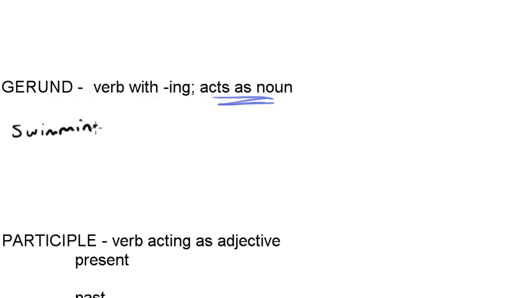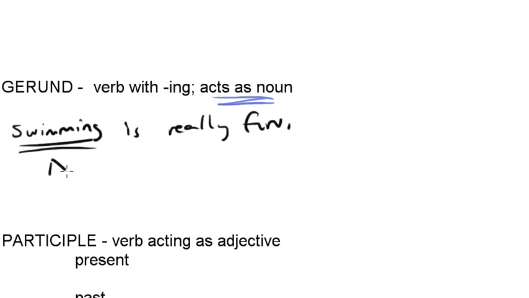Swimming is really fun. Note here the subject of the sentence is this noun, swimming, which, by the way, is a gerund, right? It's the verb swim with an ing. Of course, it's not always just ing. In this case, we had to add an m onto it. But anyway, you've got your ing form of swim, and that becomes a noun, right? So gerunds can act as subjects. They can act as objects.